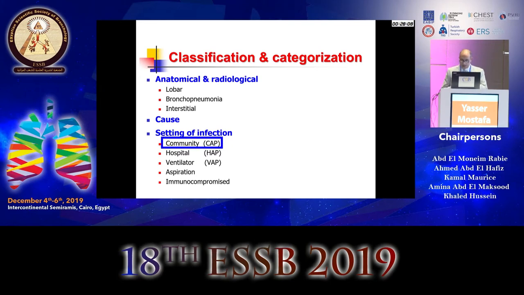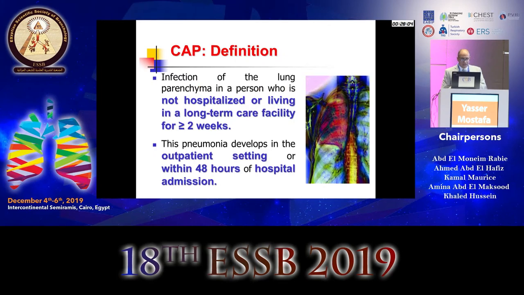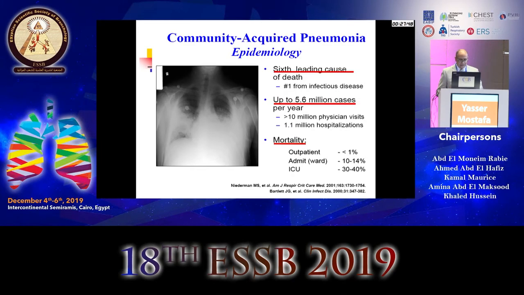My talk today will be about community acquired pneumonia, a very important issue. It is the infection of the lung parenchyma in a person who is not hospitalized or living in a long-term care facility for more than 2 weeks. It develops in the outpatient setting or within 48 hours of hospital admission, for a patient who was admitted to the hospital for any other reason.